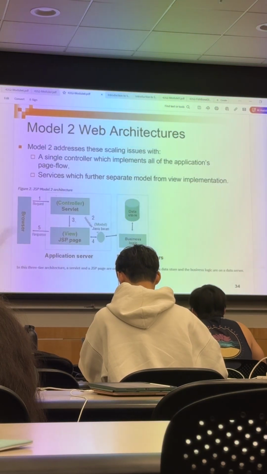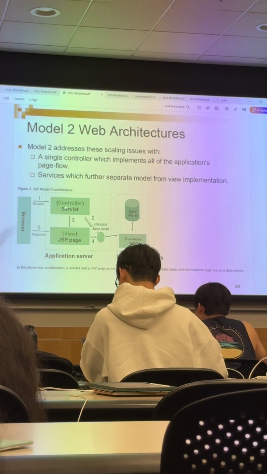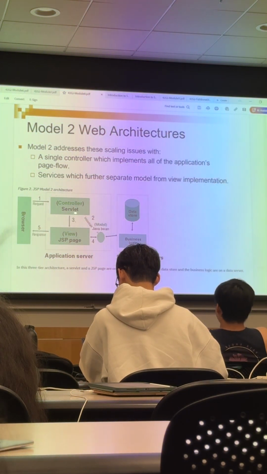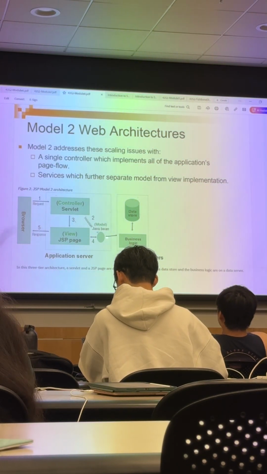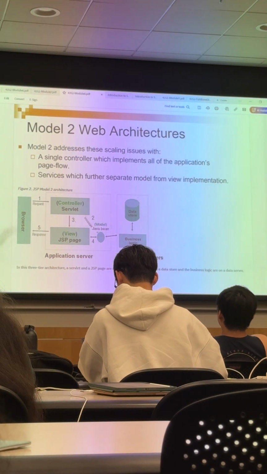So what we do is we enhance this to Model 2 web architecture. There's a controller servlet, typically a controller that gets the request from the user, and then this talks to the model and to the JSP page, and this JSP page is going to get the data and then communicate back to the browser. So this is more delineated control.